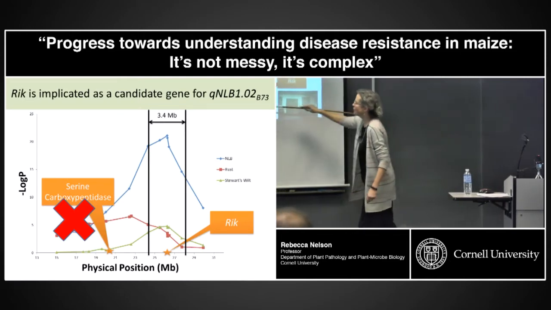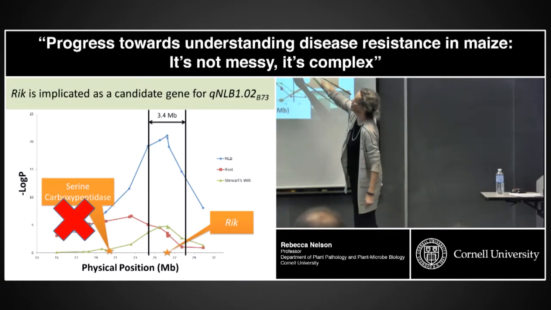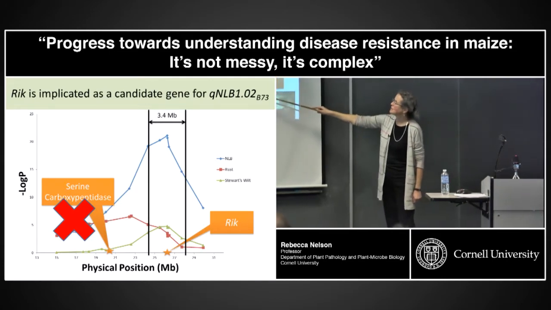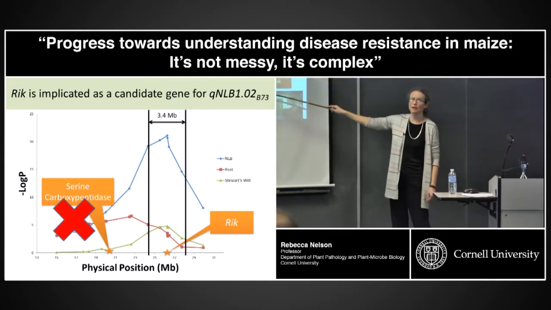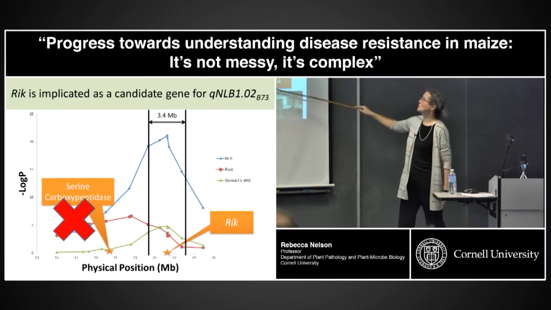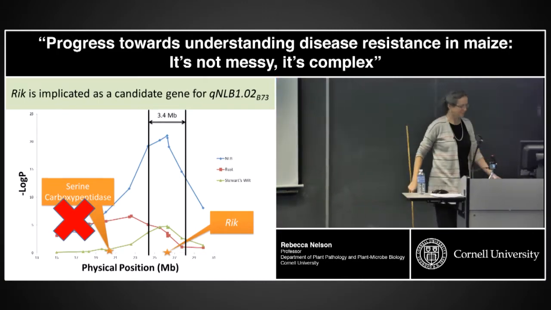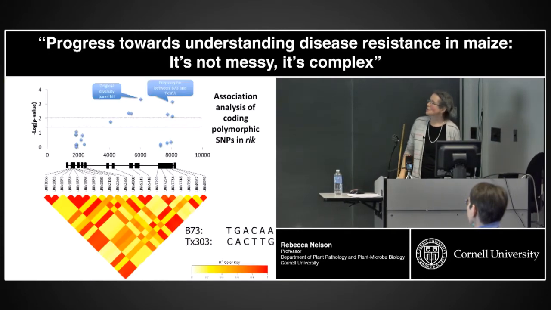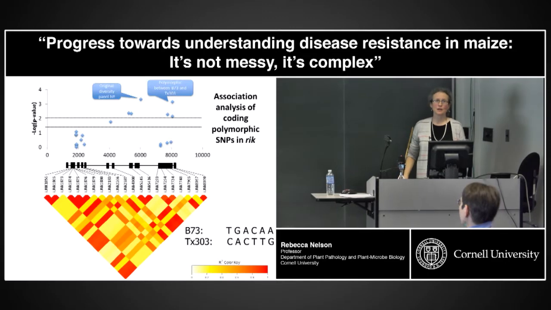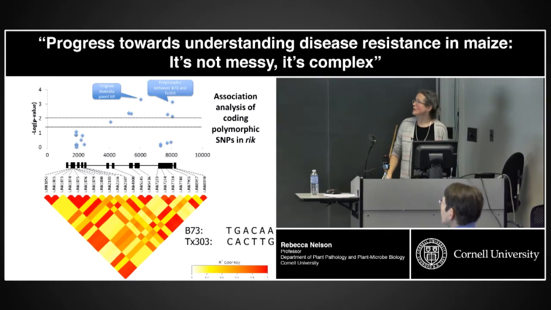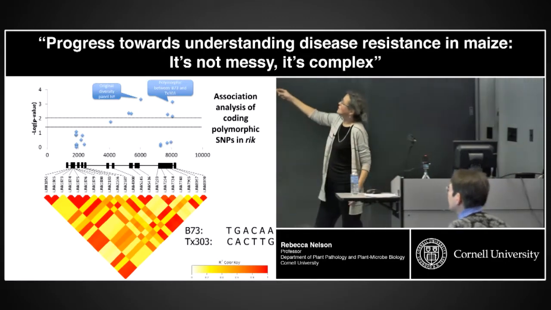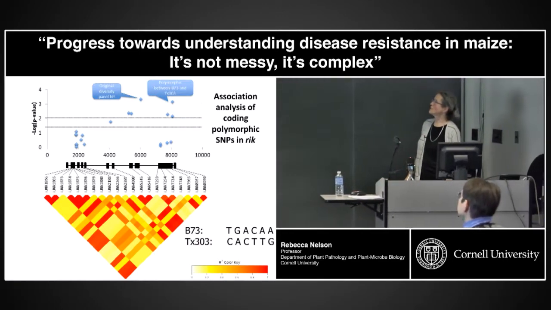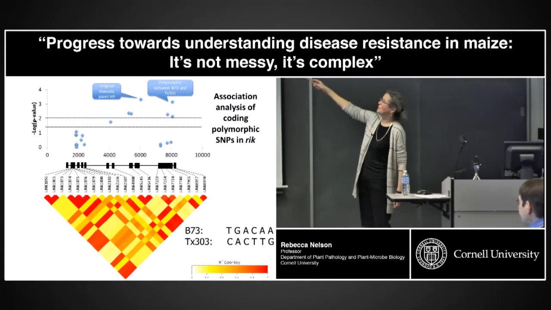So this is the position along the chromosome, and that's the statistical likelihood that the QTL is located there. So note that she's been able to disconnect the rust QTL at this point from the QTL for Stewart's wilt and northern leaf blight. So we got really excited about the RIC gene. She did some more association work, sequencing out of the 282 line diversity panel, and was able to find some single nucleotides that were associated with resistance and polymorphic in the germplasm of interest to her.